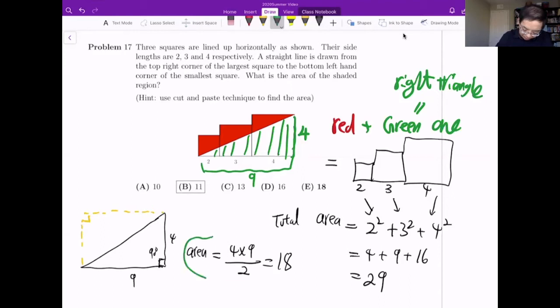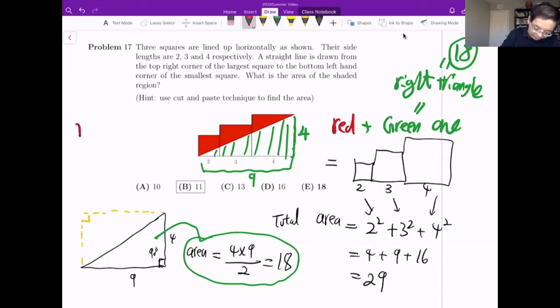So this area of this is 18. So this one equals 18. Okay, so I get the red one. Let me summarize here. I get the red plus the 18 equals 29. So what is the red? So the red equals 11.